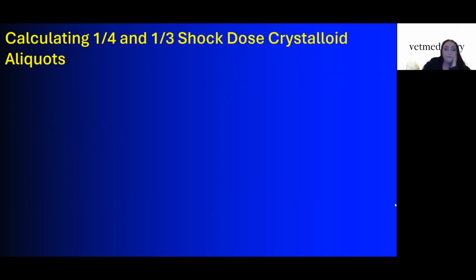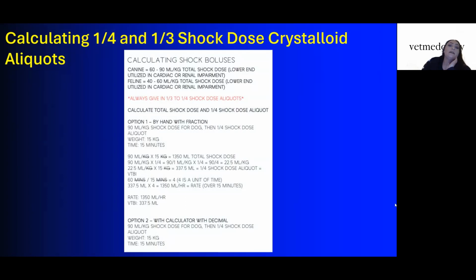Okay, calculating quarter and third shock dose crystalloid aliquots. For canines, 60 to 90 mls per kg is the total shock dose for our dogs. The lower end is utilized in cardiac or renal impairment. For felines, it's 40 to 60 mls per kg for total shock dose, and the lower end is also used in cardiac and renal impairment.